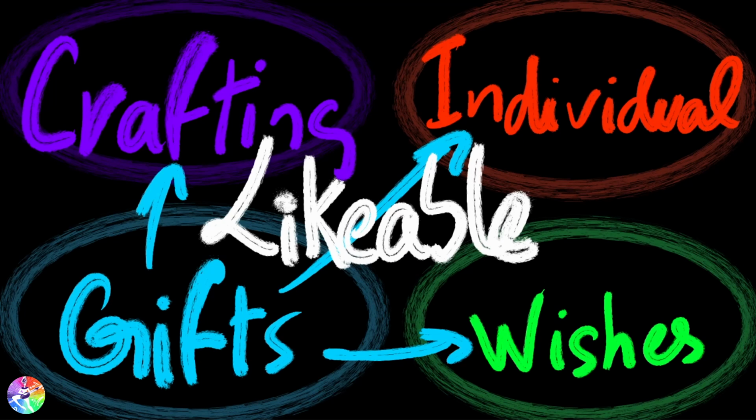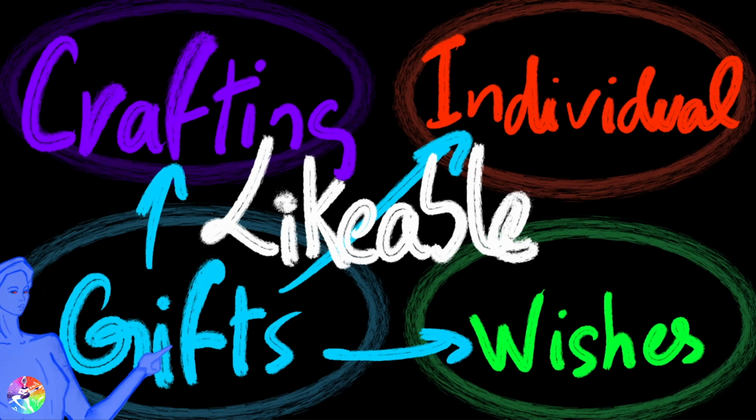The fourth way to make a likable antagonist is to allow her to create and give away gifts. Gifts here mean three things.